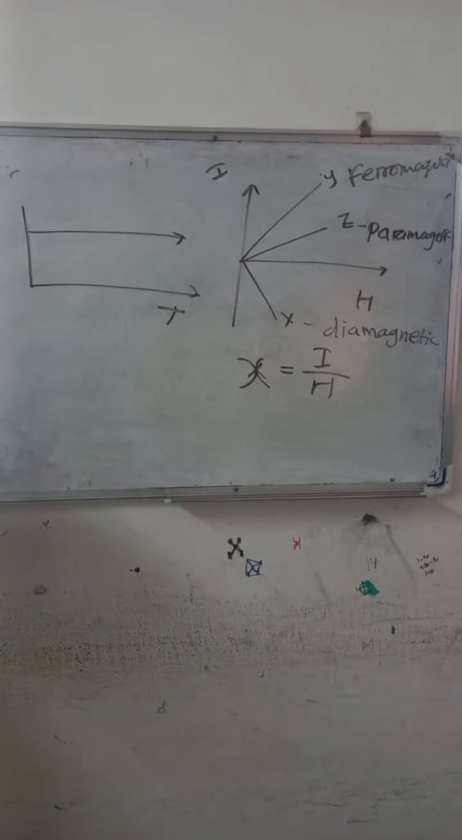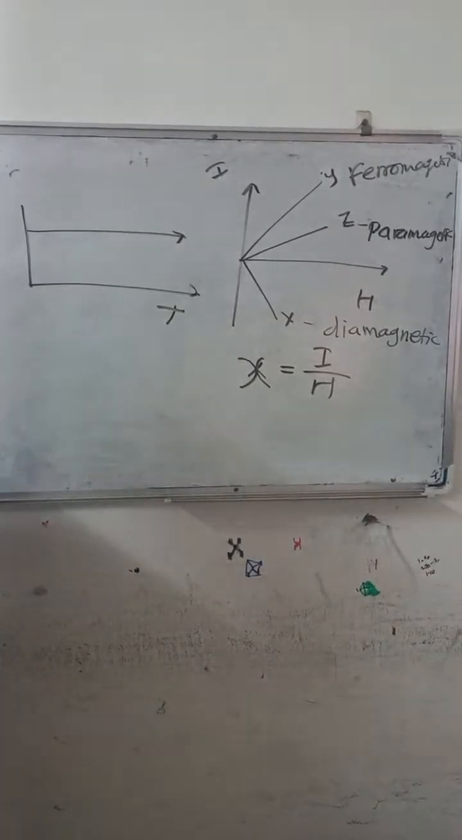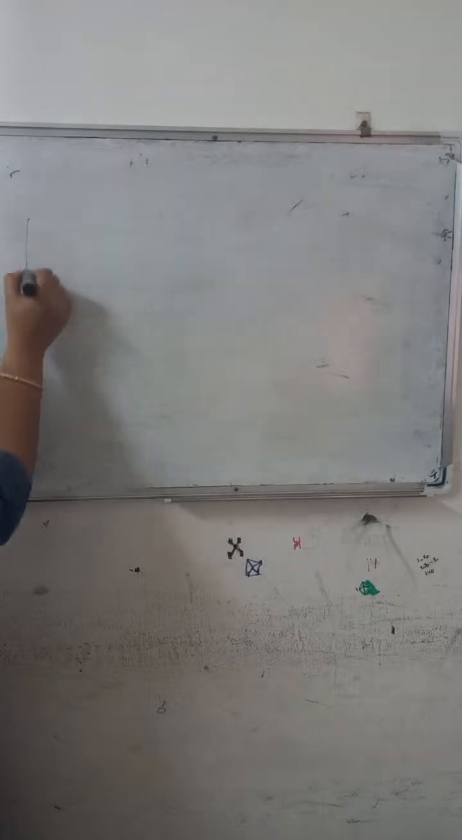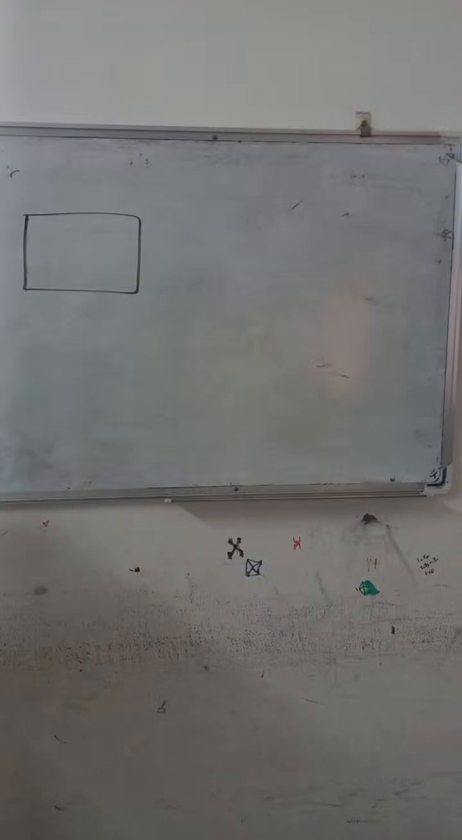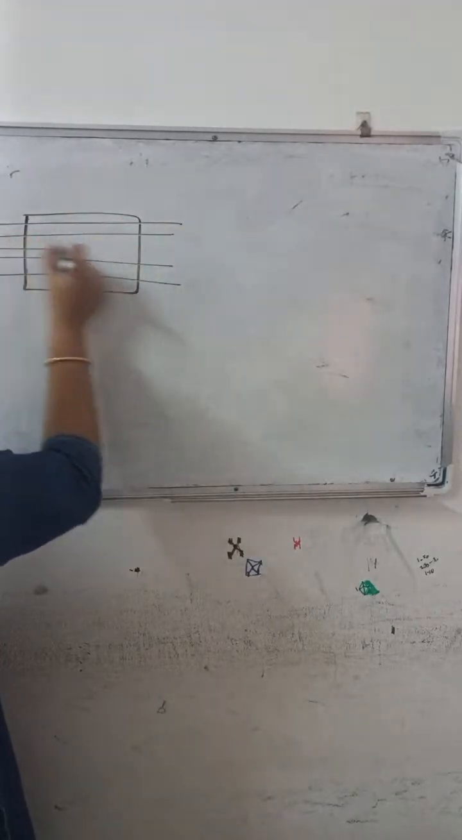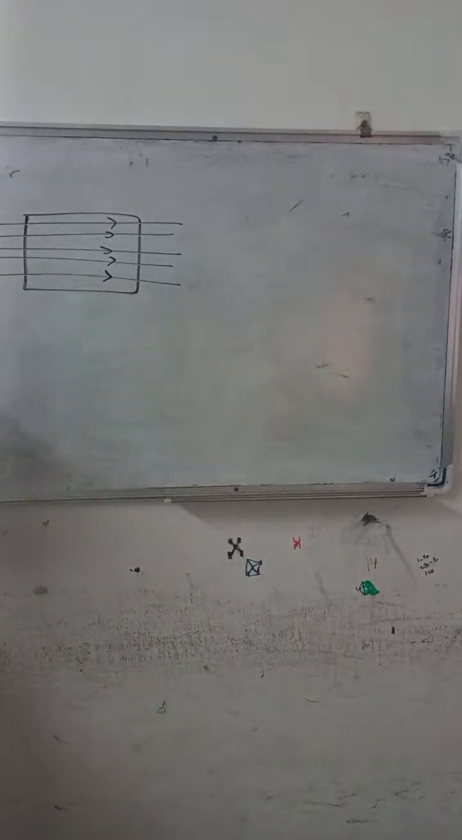When a bar of soft iron is placed in the field parallel to it, the lines of force passing through it are represented by, okay, and they gave 4 options.